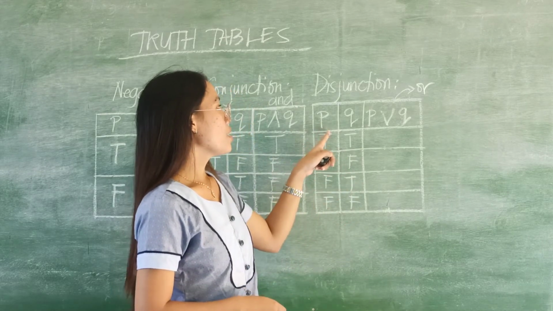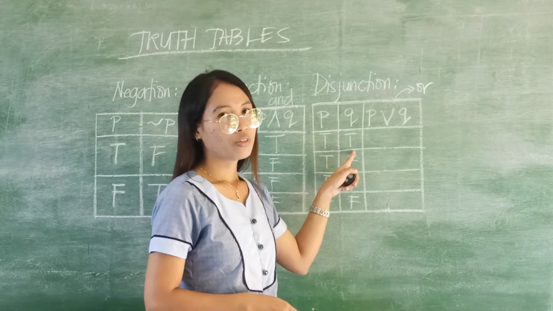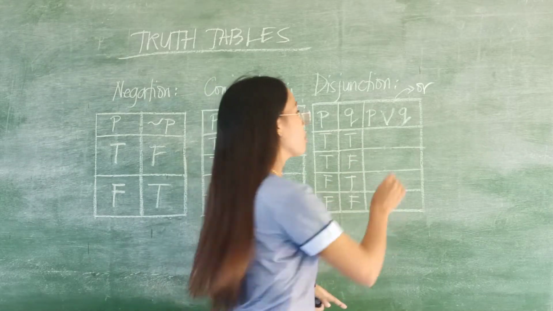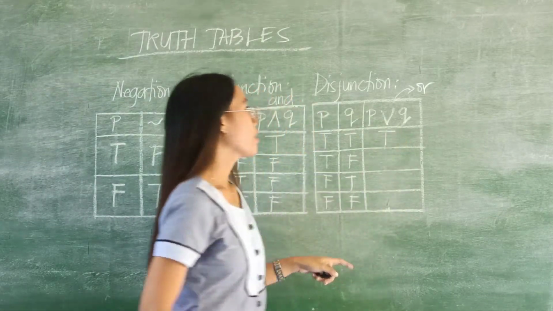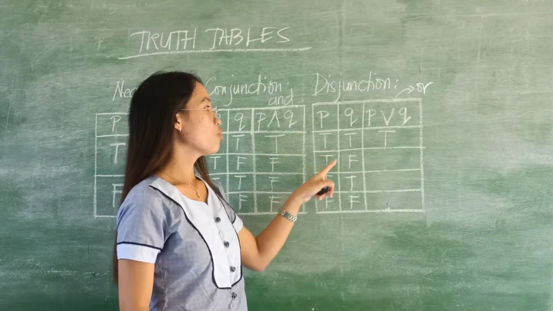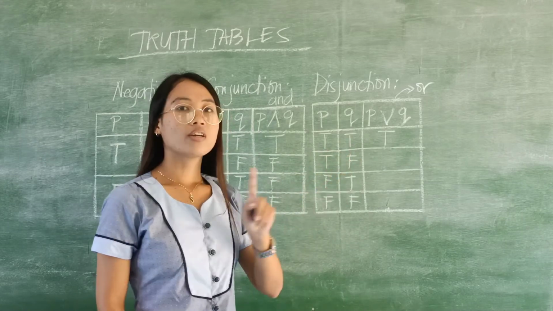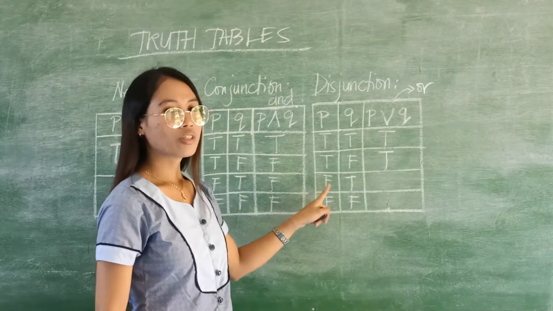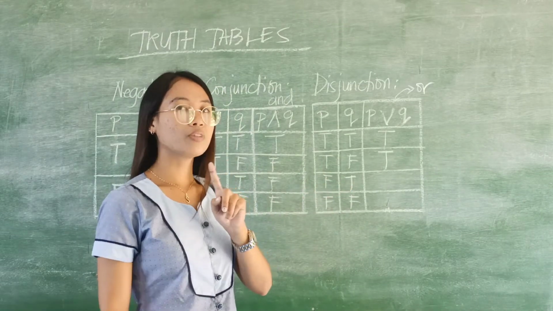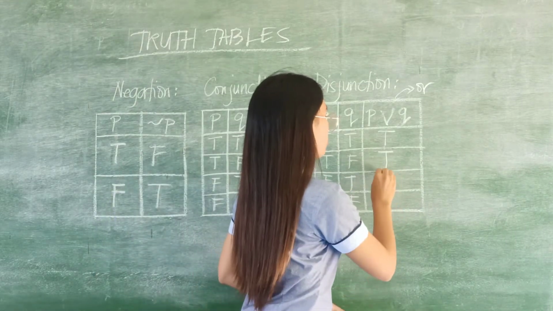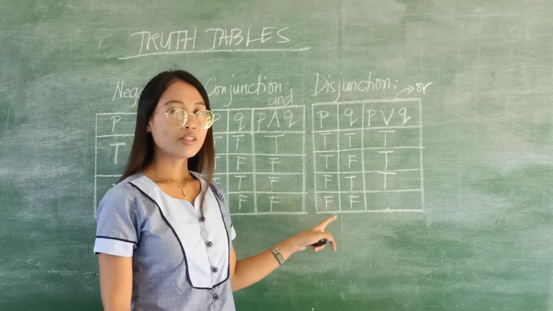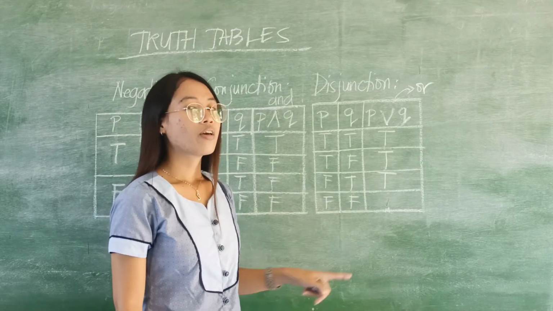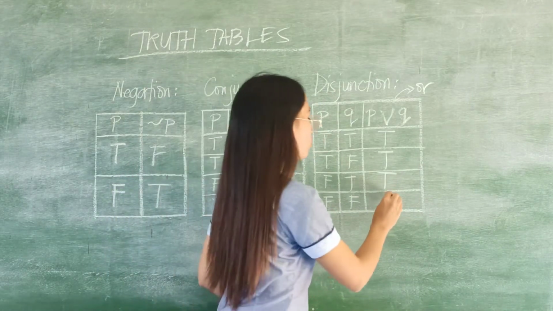Now let's get the value. Statements P and Q are both true, so P or Q will be true. Then statement P is true while Q is false. That is also true. Then we have false and true, so at least one statement is true. That is also true. Then for the statements that are both false, that is false.